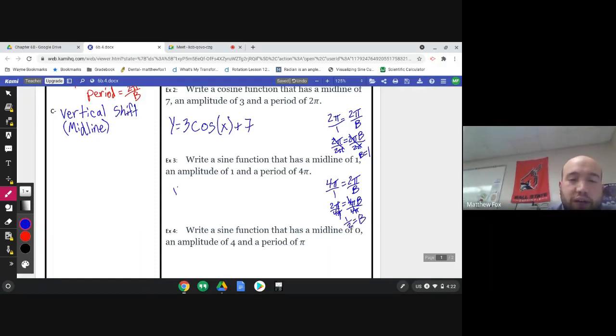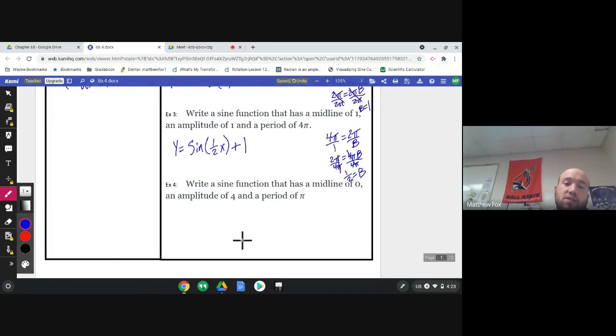So now y equals, the amplitude is 1, so I can put 1 sine or I can just put sine, it doesn't matter. Now instead of just x, I have to put 1/2 x, close your parentheses, and it has a midline of 1, so that's our vertical shift, plus 1.